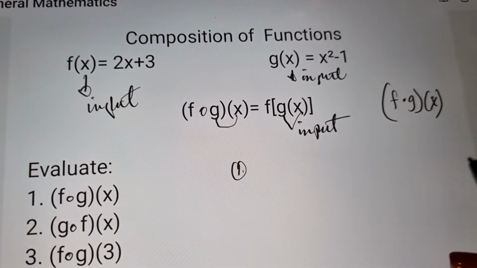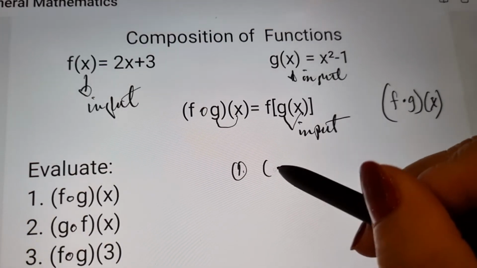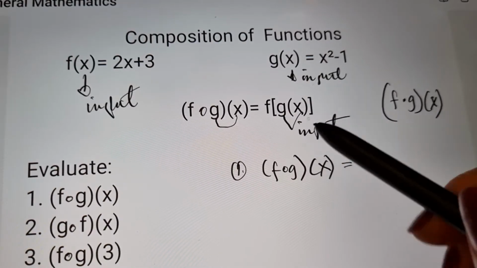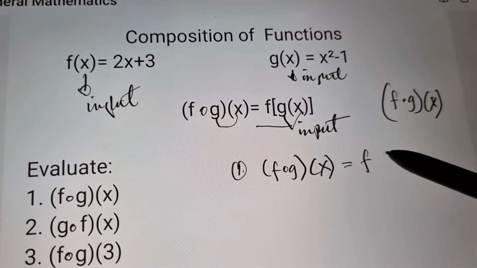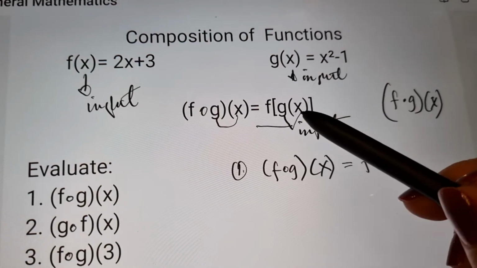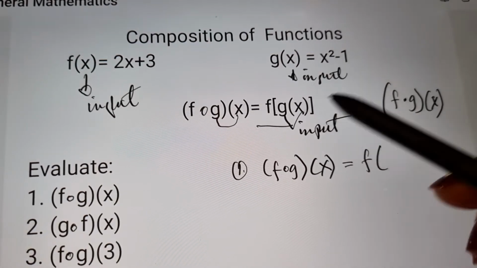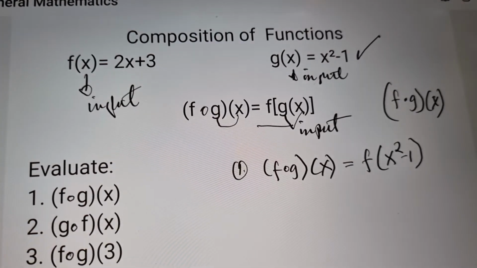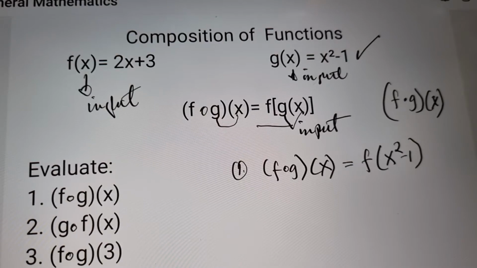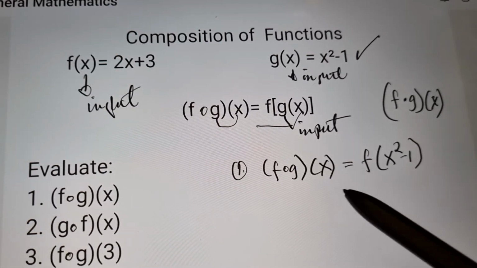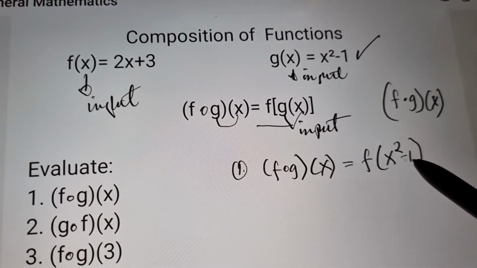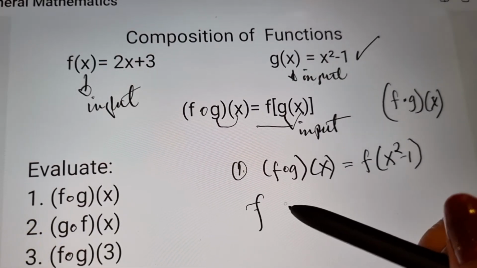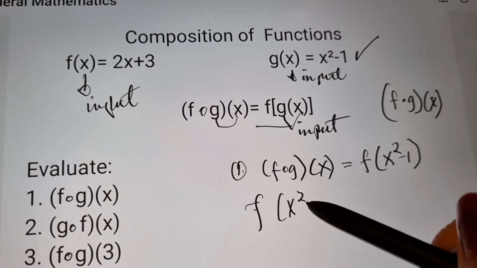How are we going to evaluate? So we have f of g of x, which is equal to f, and what is now the input? g of x. What is our g of x? The g of x is x squared minus 1. Okay, so that's the input. Now, we are going to find f of x squared minus 1.